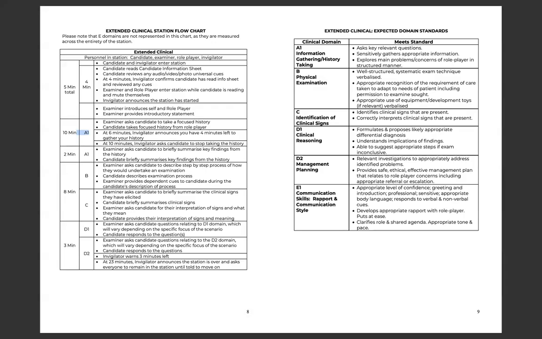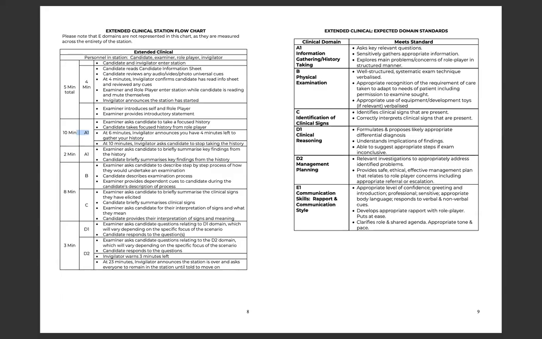At 6 minutes, invigilator announces you have 4 minutes left to gather your history. So there will be a warning bell, or they will tell you that 4 minutes left to collect your history. At 10 minutes, invigilator asks candidates to stop taking the history. So maximum is 10 minutes, you will stop taking history. Then for 2 minutes, examiner asks candidates to briefly summarize key findings from the history. So 2 minutes is for summary.